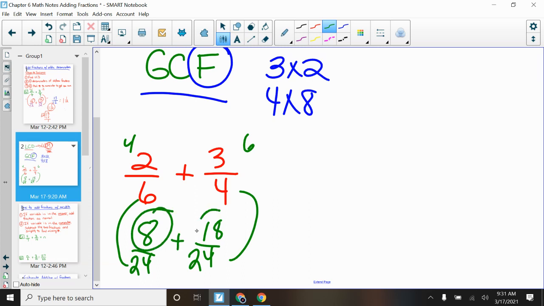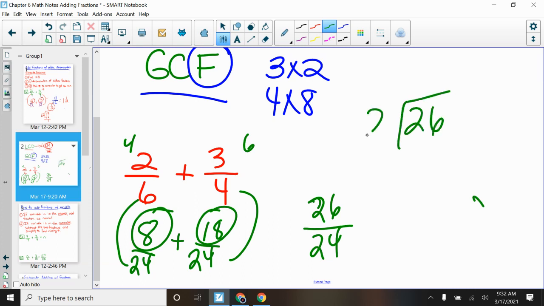So what's 8 plus 18? 26 over 24. Okay? But 26 over 24 is what kind of fraction again? Improper. So now I have to divide this, right? Okay? 24 goes into 26 one time. What am I left with? 2. I get 1 and 2 over 24.